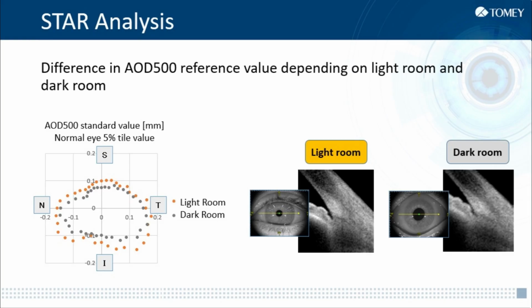Here is the reason why the reference value of AOD 500 is different in a light room and a dark room. This is because the angle becomes narrower as the pupil widens, so the reference value also gets lower in a darkroom setting.